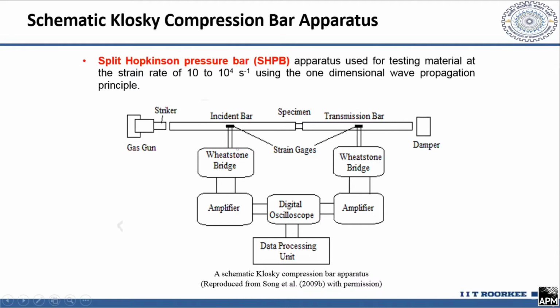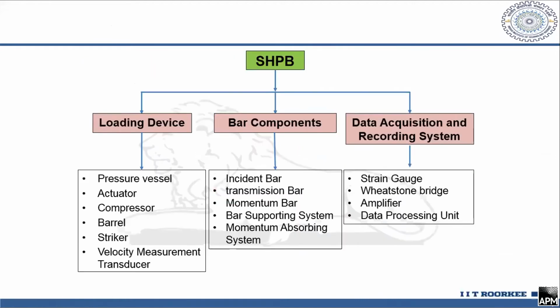Then we have a Wheatstone bridge to convert this voltage into the strain time graph, which is connected to the data processing unit in the last for analyzing the stress strain time graph. Now, these are the components of the SHPB that I have divided into three parts: the loading device, bar component, and data acquisition, which have these different components: the pressure vessel, actuator, compressed barrel, striker. I will skip this.